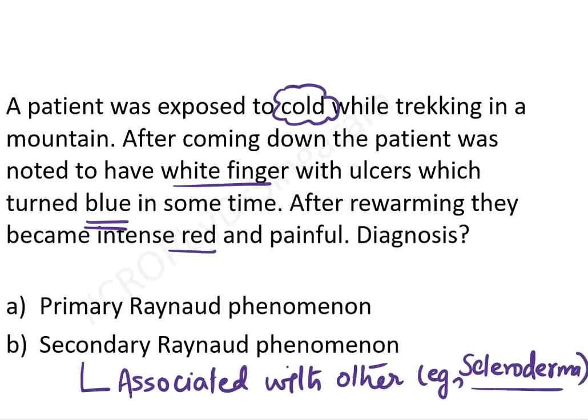Remember, in scleroderma, the classical findings are the skin becoming thick, and there may be presence of calcified deposits. Nothing is mentioned in this question. So you can rule out secondary Raynaud phenomenon because features of any other particular disorder are not given, and so the answer for this question would be primary Raynaud phenomenon.